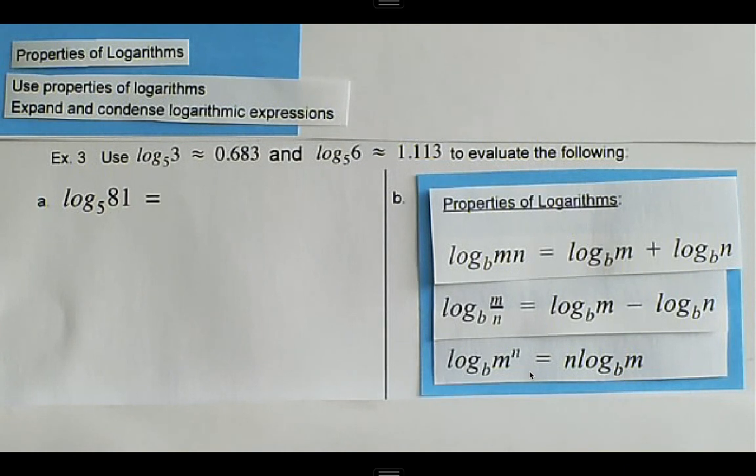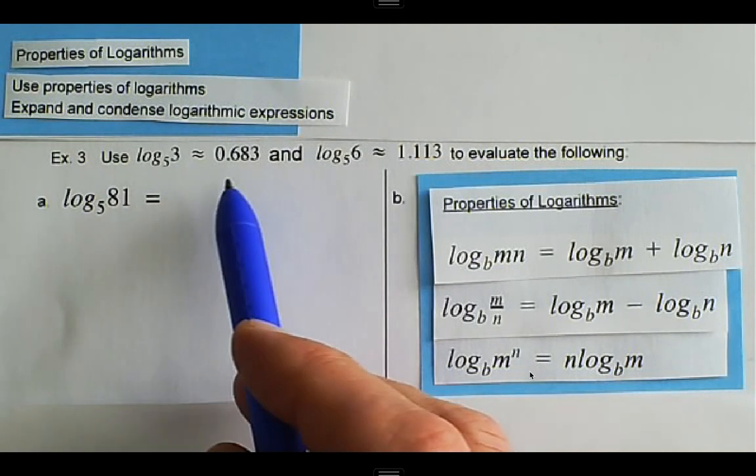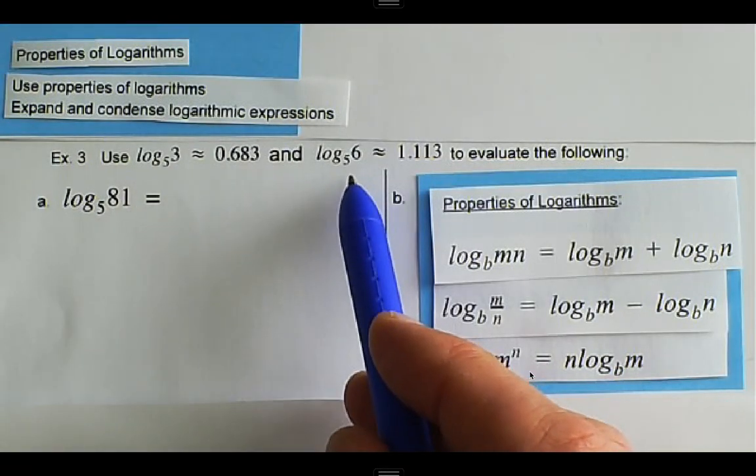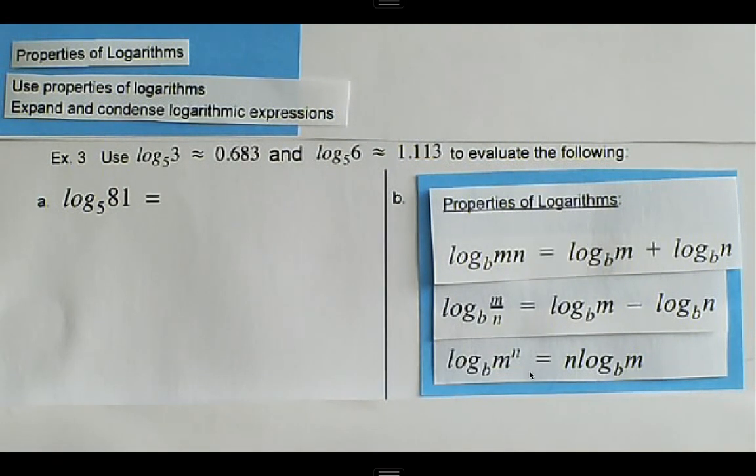We are talking about properties of logarithms. We want to use properties of logarithms and expand and condense logarithmic expressions. So here we're given approximations for log base 5 of 3 and log base 5 of 6, and we want to use those approximations to evaluate the following.